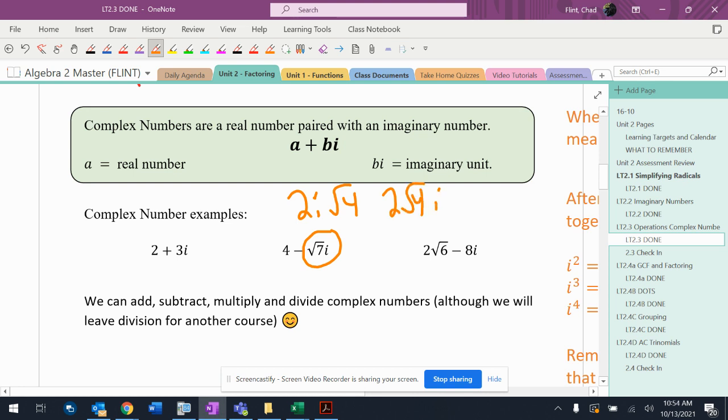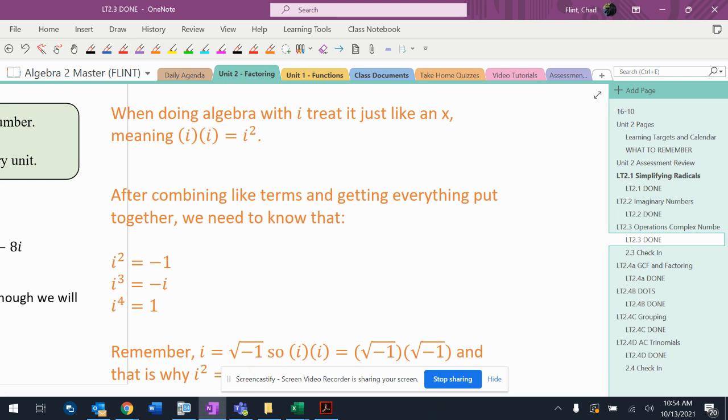Full disclosure, I'm not marking you off for that. On the Regents exam, if somebody tried to, I would argue hard that they shouldn't do that. It's a nitpicky thing that's not that big a deal. Now the important thing when you're doing algebra with i is to treat it like an x. So i times i is i squared. There's nothing there that should be any different, because we didn't always have x when we're doing stuff.